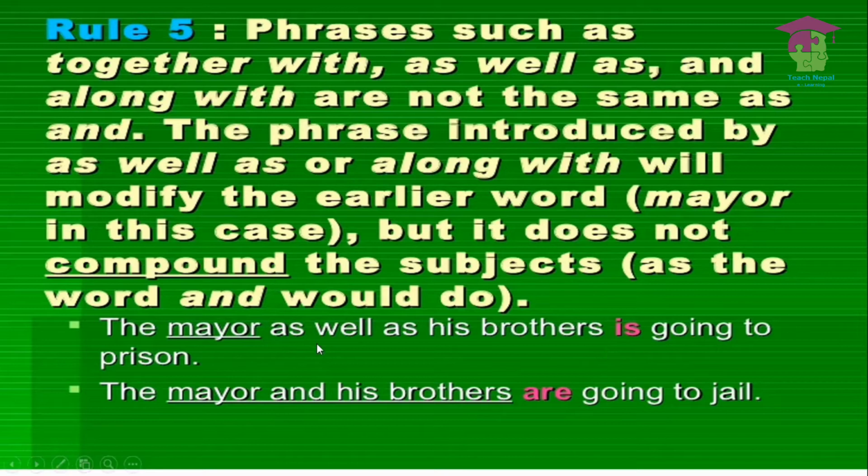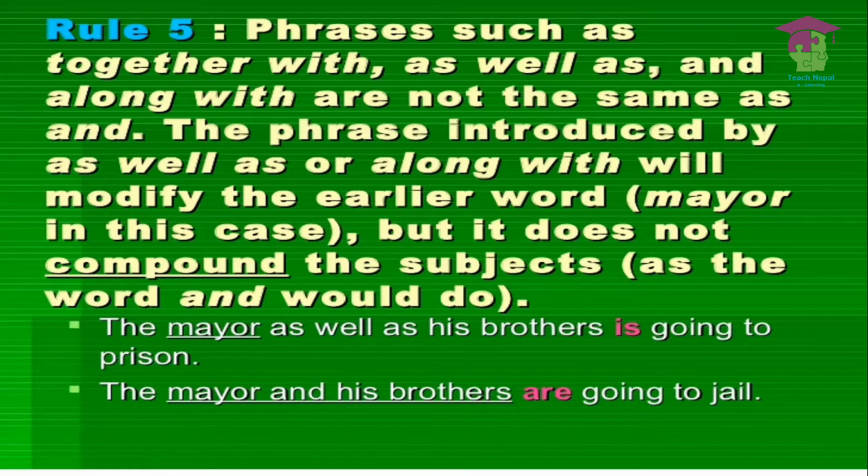So we mean to say that in case of as well as, हामीले चाहिँ we need to use singular verb here. Okay, the mayor as well as his brother is going to the prison. But it is said that the phrase introduced by as well as or along with will modify the earlier word, mayor in this case, but it doesn't compound the subjects as the word and would do. Okay, the mayor and his brothers are going to jail. The mayor and his brothers are going to jail.